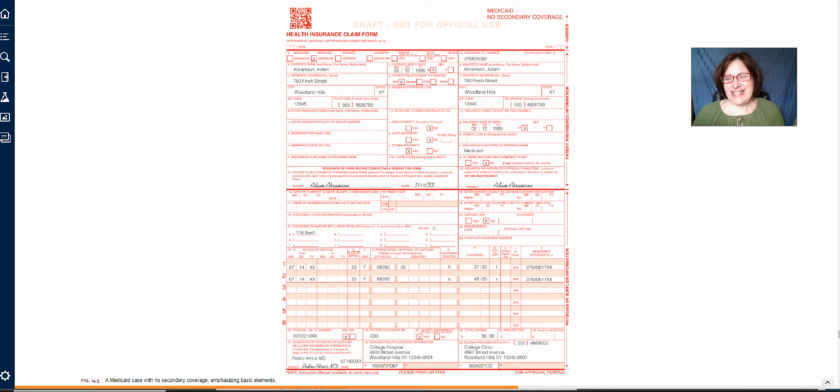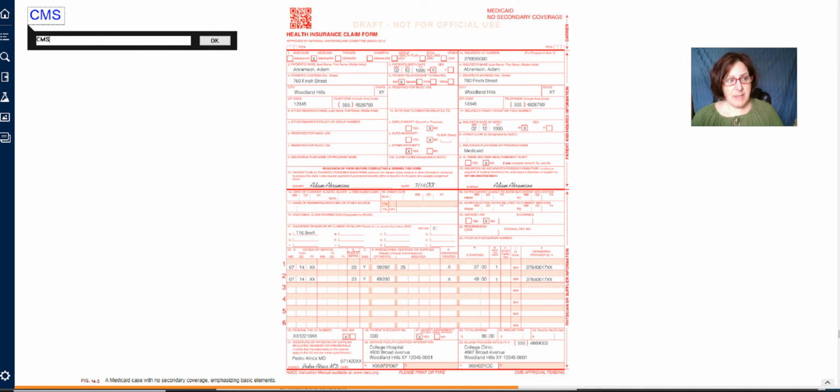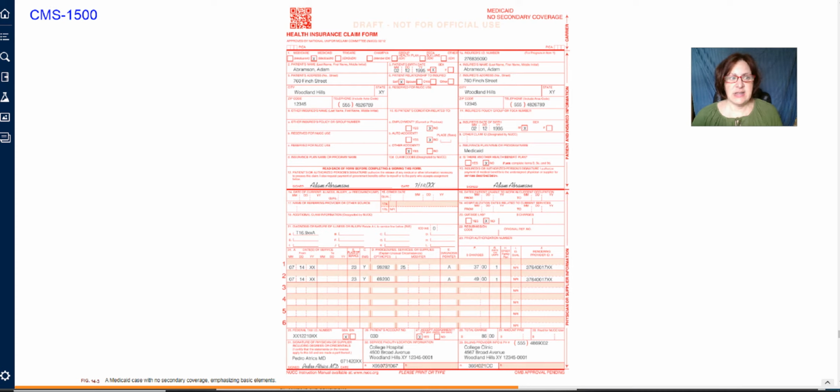All right, in this edition of Billing Bites, we're going to talk about the CMS 1500 form. CMS stands for Centers for Medicare and Medicaid Services, and that is the federal agency that oversees Medicare and Medicaid at the federal level. And then 1500 is simply a form number that was assigned to this many, many years ago. And the form looks like what you see on the screen.